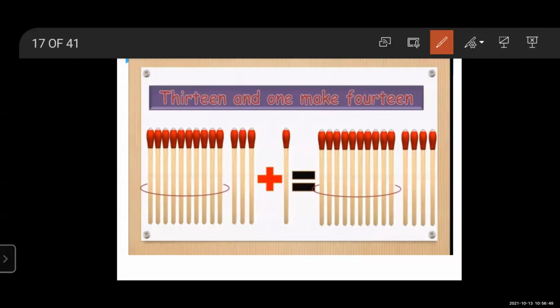See, this is a bundle of 10 and these are the 3 sticks. So 10 plus 3 is 13, and plus 1 matchstick, that is called 14. So what will be the answer? 10 plus 4, that is called 14. 10 plus 4 is equal to 14.